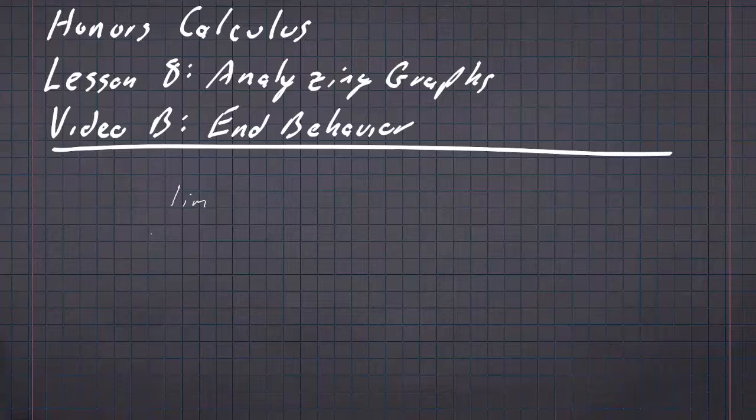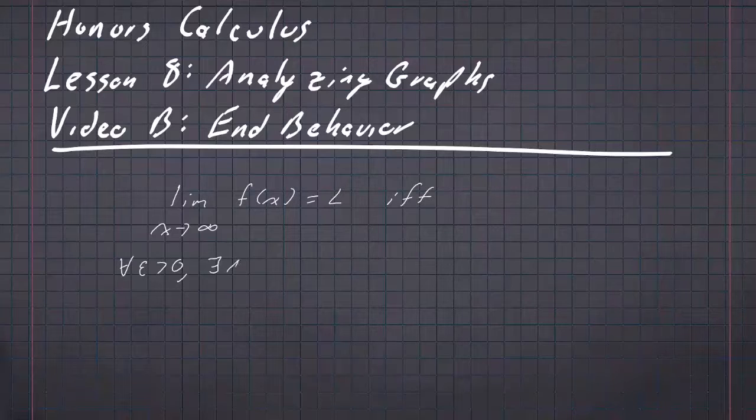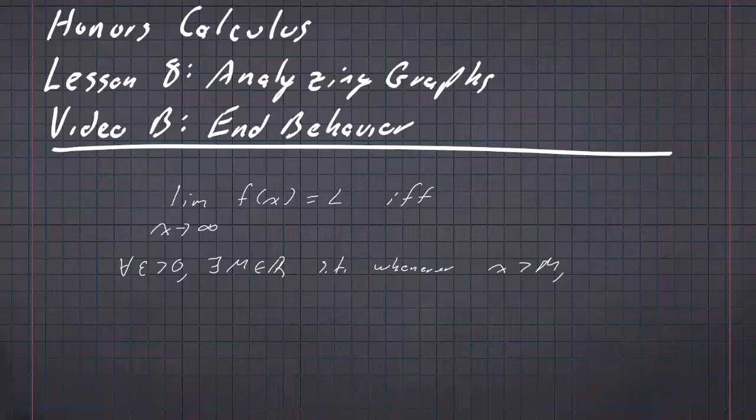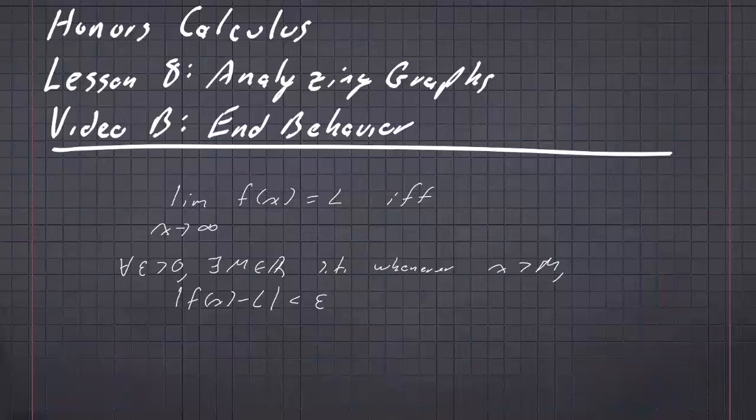Right. So the limit as x tends towards infinity of f of x is equal to L if and only if for all epsilon greater than 0, there exists some m in the real numbers so that whenever x is greater than m, the absolute value of f of x minus L is less than epsilon. So I kind of think of this in terms of the general rule of limits that we've talked about before.